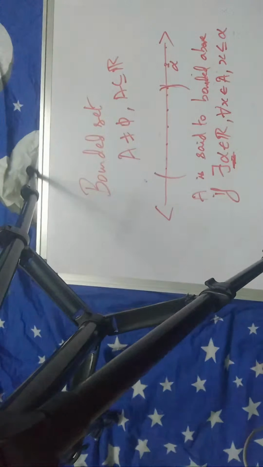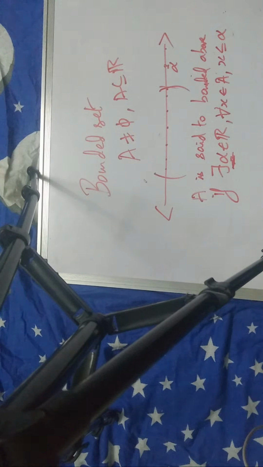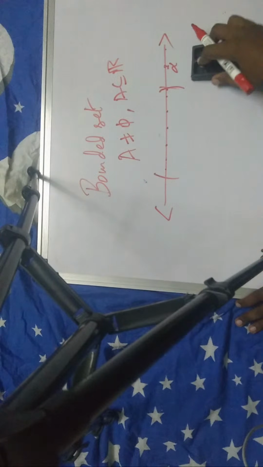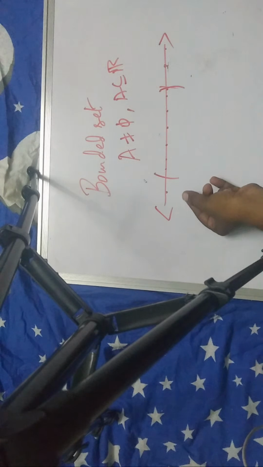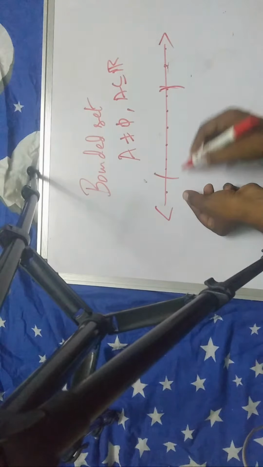Clear? So similarly, we define when a subset is said to be bounded below. A non-empty subset of R is said to be bounded below if we can find at least one element which is to the left of every element in the set. That is, this element will be to the left of every element in this set.